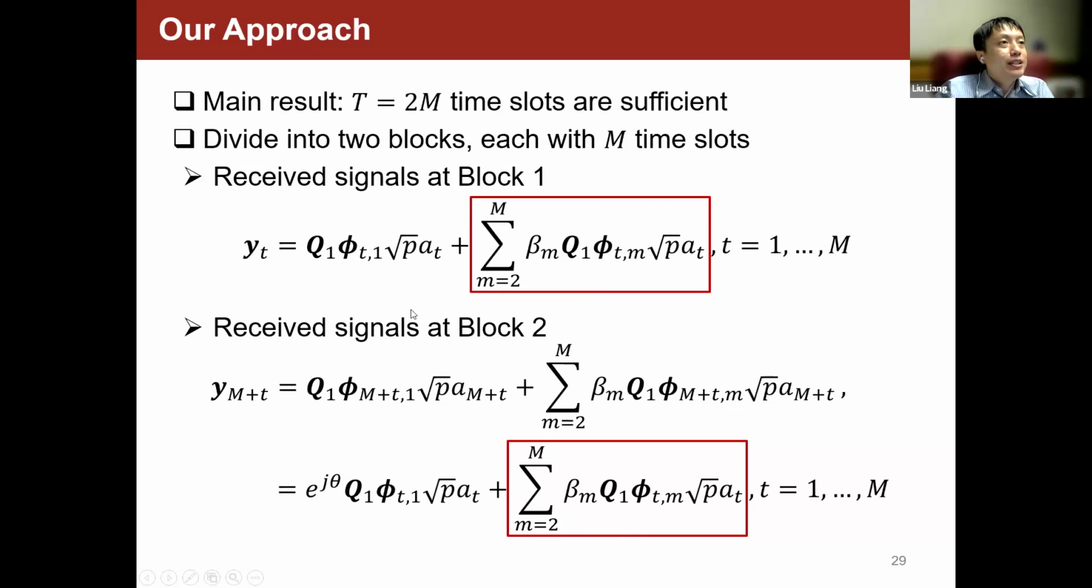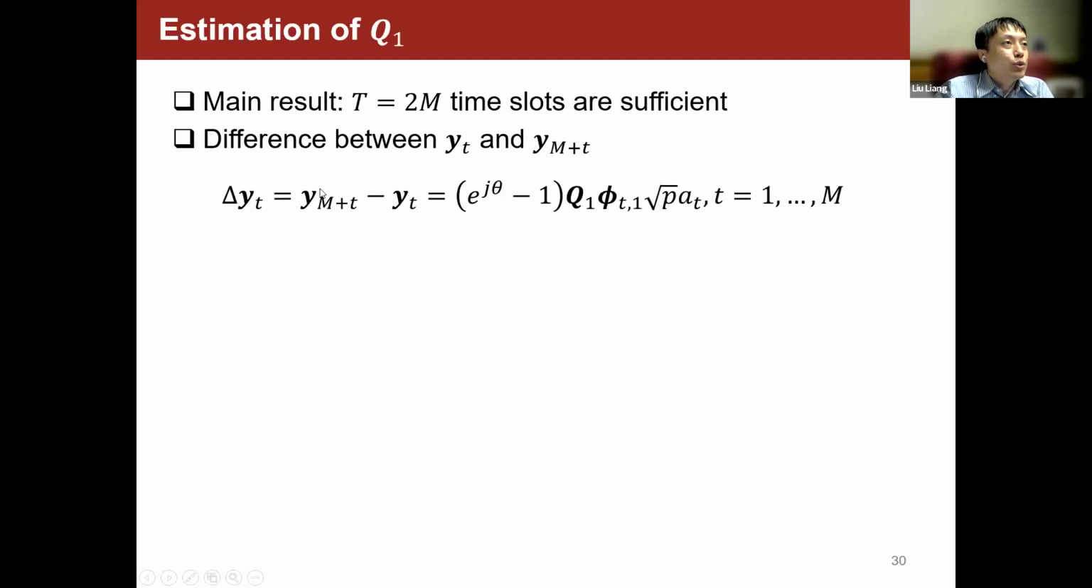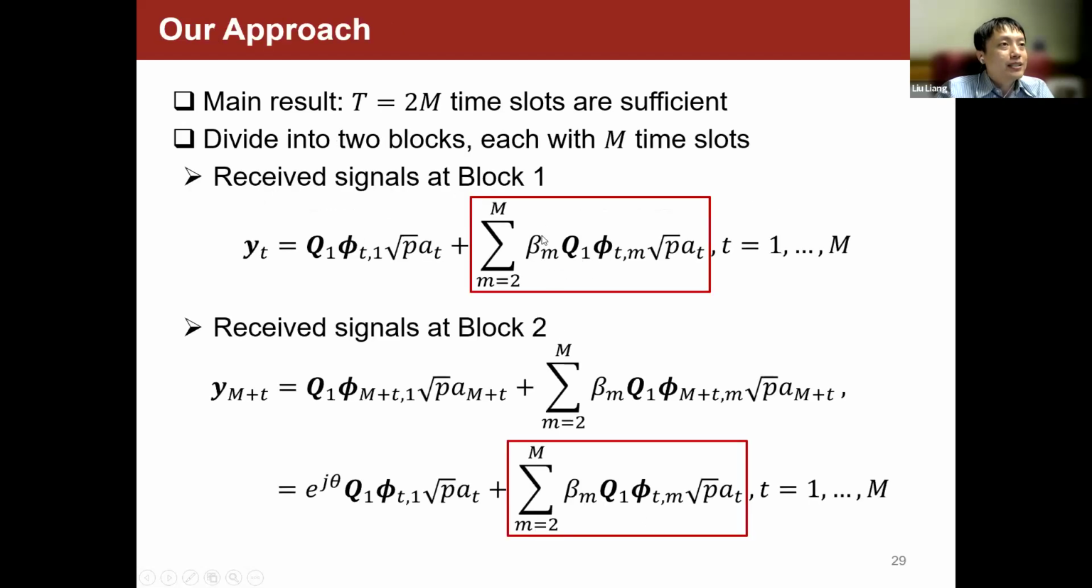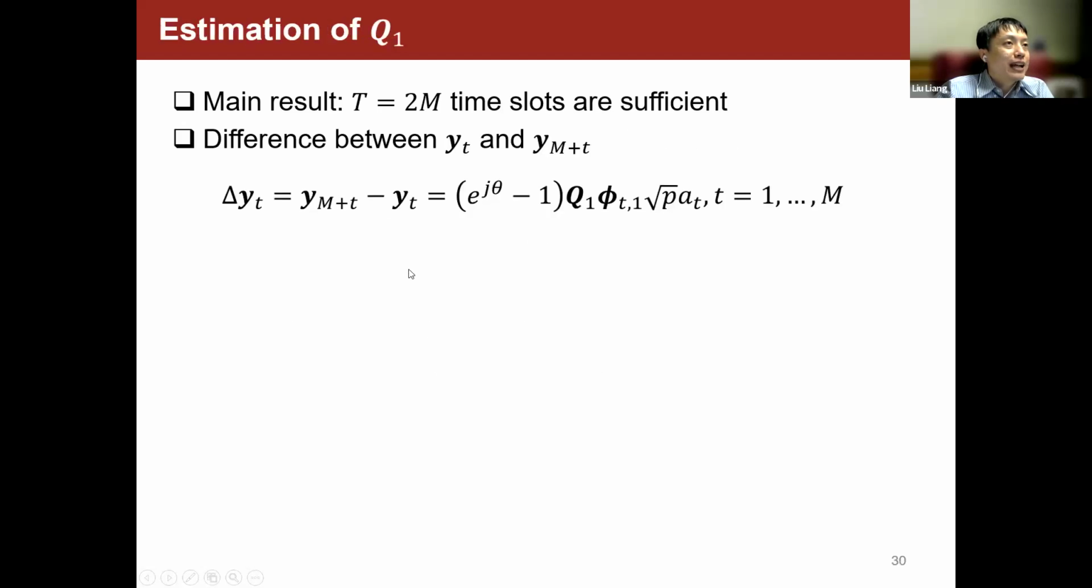And if I have this property, what I can do is take the difference between y(m+t) and yt. This is one pair of the received signal, right? For time slot t in block 1 and time slot m+t in block 2, I pair them together. If I take the difference between y(m+t) and yt, then I can remove this part, right? This part is the same in yt and y(m+t). I just have the signal contributed by the first reflecting element, e to the power of j theta minus 1 times q1 phi t1, and this is the payload signal.